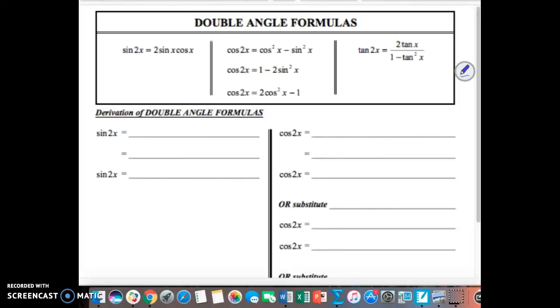This is Miss Steele's Precalculus class, section 7.3. We're going to be dealing with double angle, half angle, and product sum formulas. The double angle formulas that you guys need to be familiar with are the ones highlighted right here.